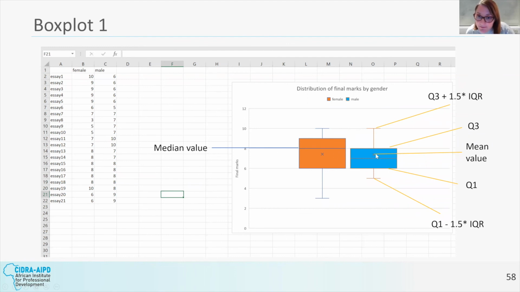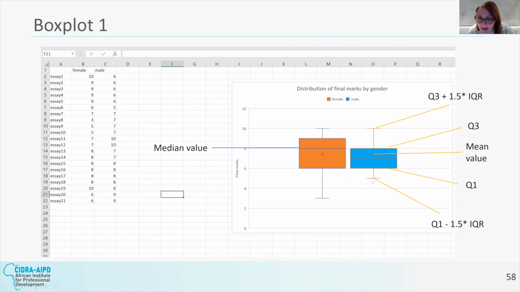So we have this X symbol, which represents the mean value, while this bar over here represents the median value. Then the top of the box is represented by the third quartile, while the bottom of the box is represented by the first quartile. So it gives us an indication of the variability that we have in our data. We can see that in female, the variability is higher than in male.